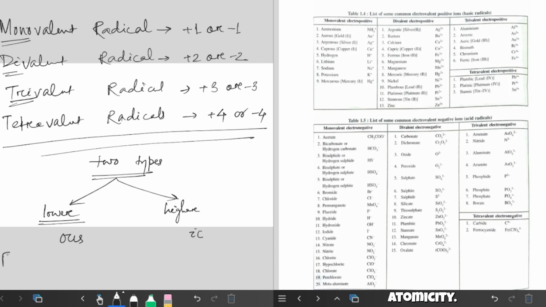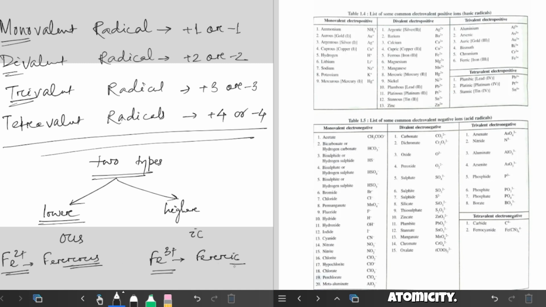Let's say for iron, Fe2+ and Fe3+. This is a divalent electropositive radical and this is a trivalent electropositive radical, but the element remains the same. This is iron, and here iron shows two valencies, which is called variable valency. This has 2 positive charge and this has 3 positive charge, so the valency is higher in this case. For this we write ferric, and for this we write ferrous.